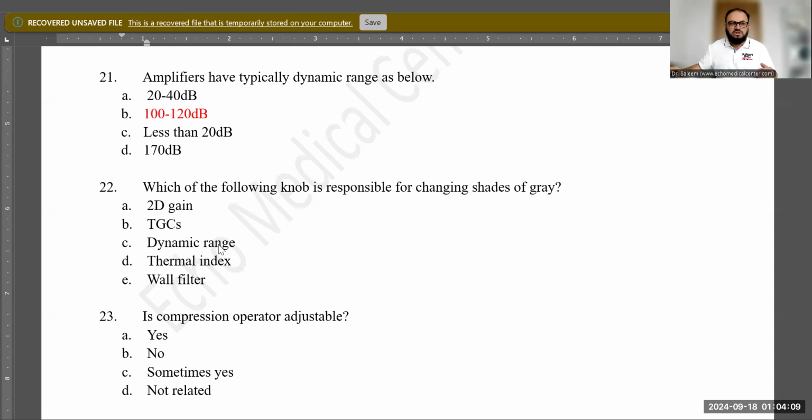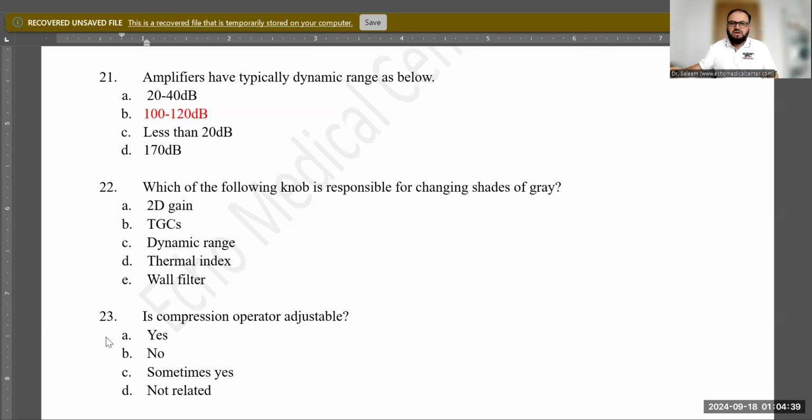Dynamic range. It will give you fewer shades of gray or more shades of gray. What do you want to see? It depends on what you are scanning. If you're scanning something like a fluid-filled structure, you don't need too many shades of gray. You need a few shades of gray, the very dark and the very bright image you want. Another way to say it, if you really want to see contrast resolution in your picture, then the dynamic range is the knob to change your contrast, correct?